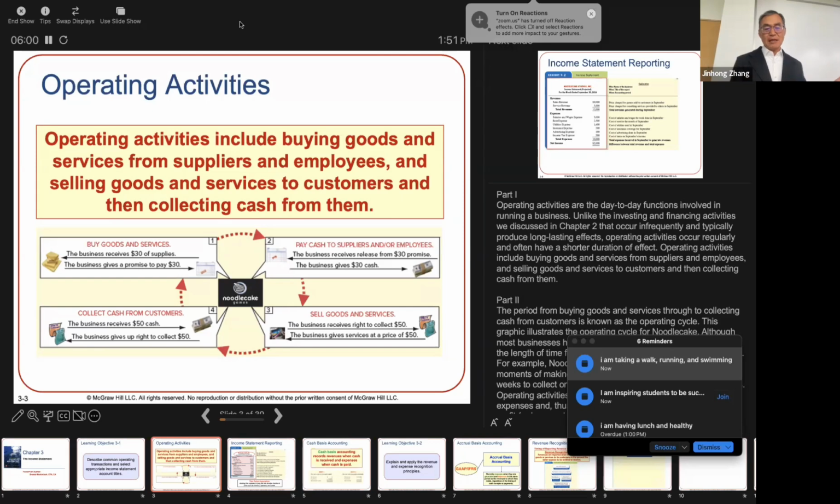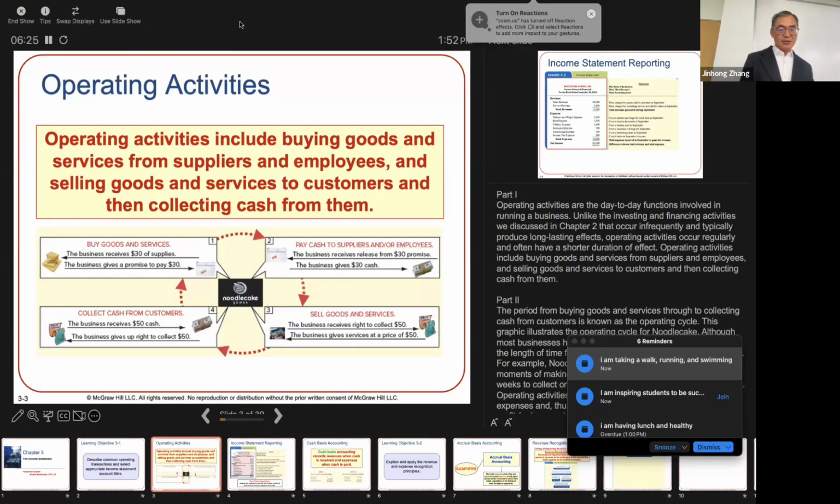So pay cash to supplier and the employee. So the business releases from the $30 promise. The business gives $30. Okay, so you reduce cash $30, give out, and then that accounts payable also reduces $30, right? So accounts payable reduces $30, and cash reduces $30. So that's how it impacts the balance sheet.